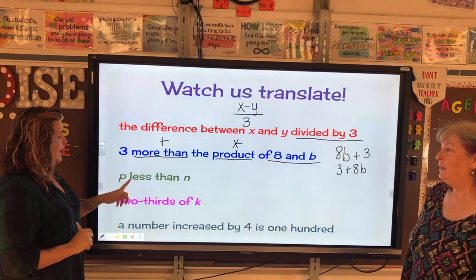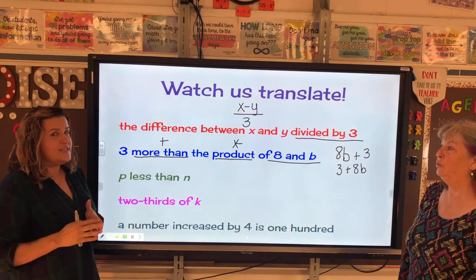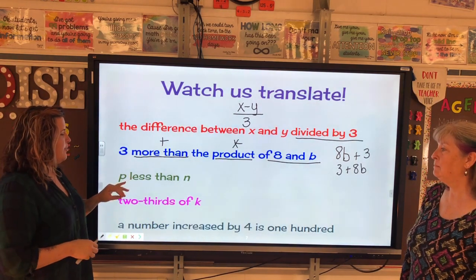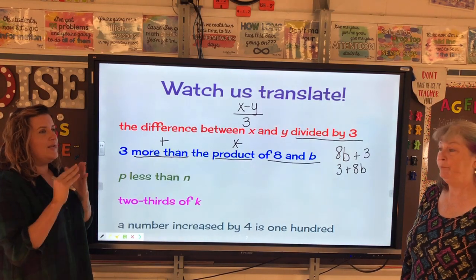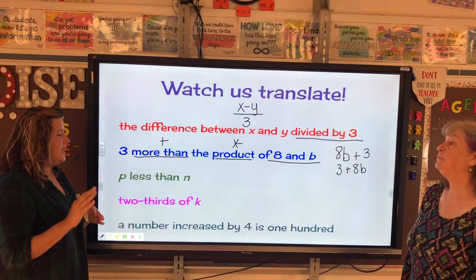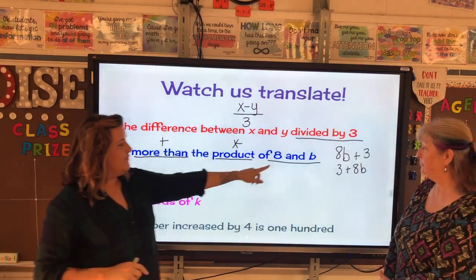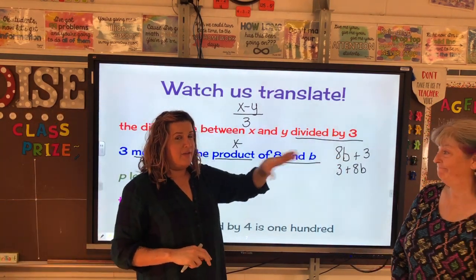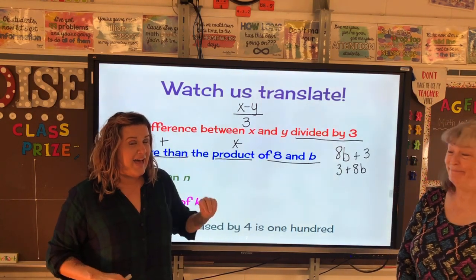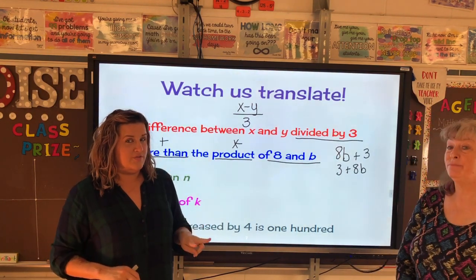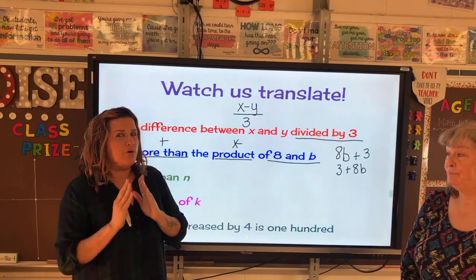So P less than N. This is really important when you're reading these verbal translations to really process what is happening and what order it has to go in. Because remember, even though I can flip-flop with addition and I can flip-flop with multiplication, I cannot flip-flop with subtraction or division. With subtraction and division, order matters.